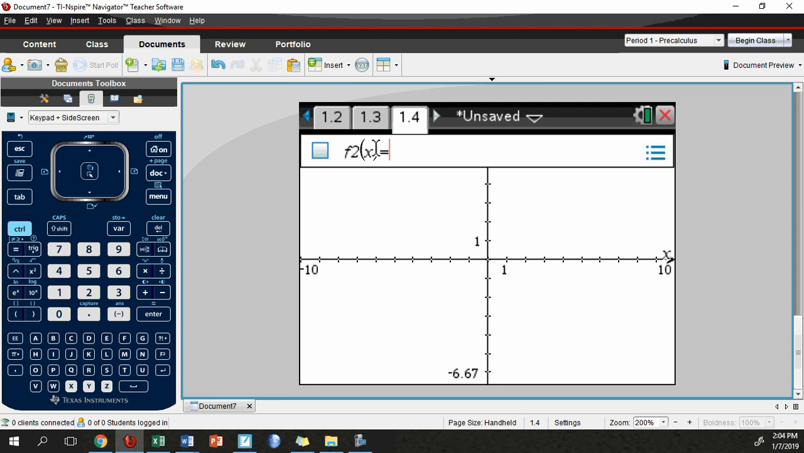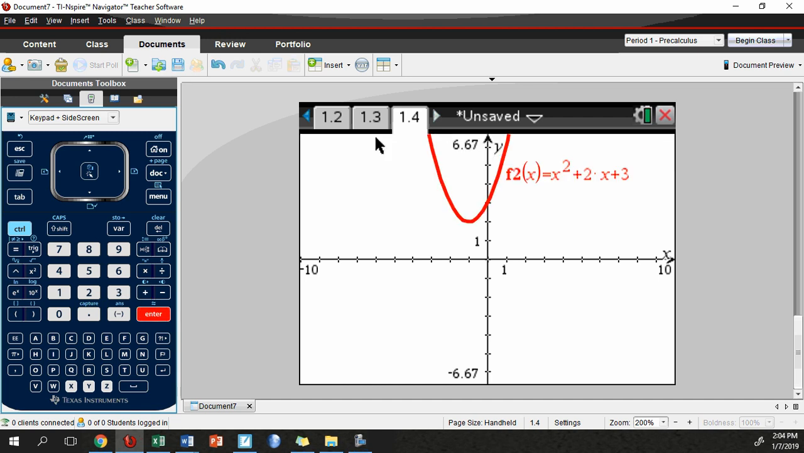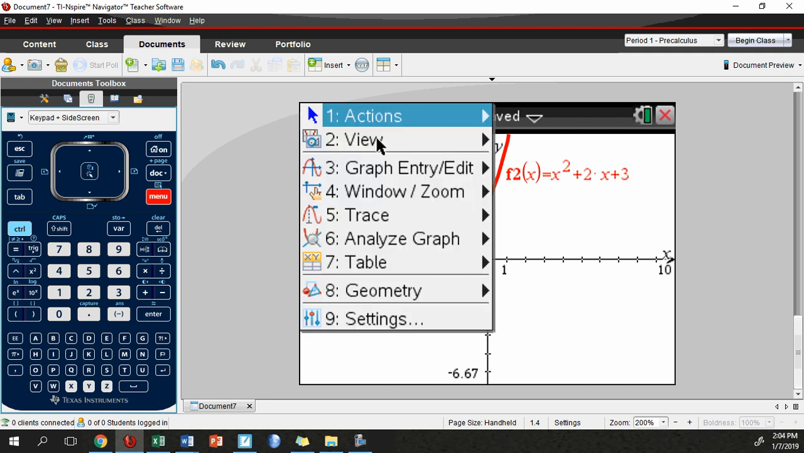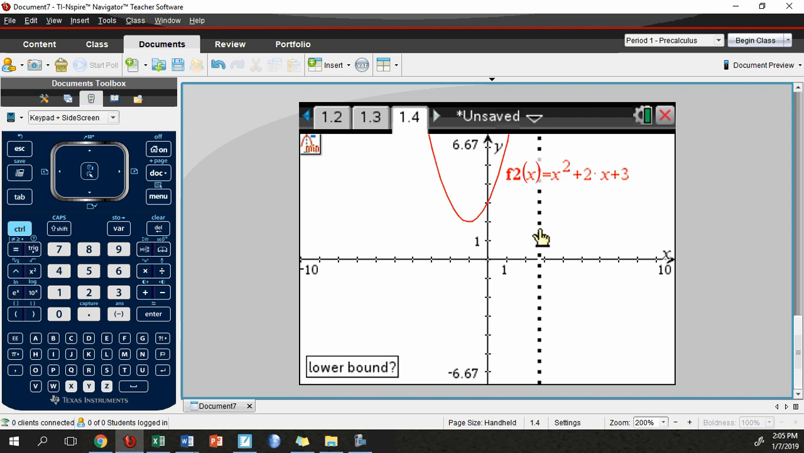And I'm going to type in the function that I'm dealing with, which is going to be x squared plus 2x plus 3, and hit enter. We're going to look at the graph and say, was I supposed to have a minimum or a maximum? I'm supposed to have a minimum. Do I have a minimum? Yes. So I'm going to confirm that I'm correct by doing Menu, Analyze Graph, and choose Minimum because that's what I have.